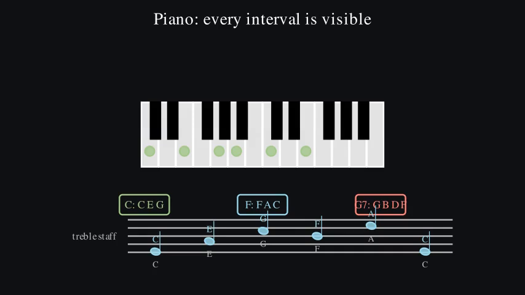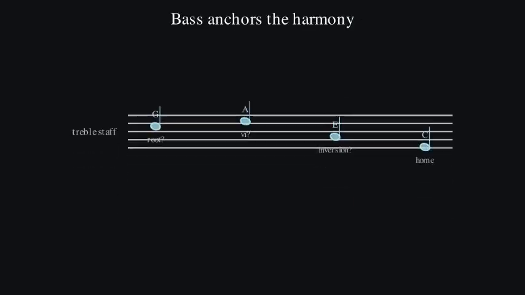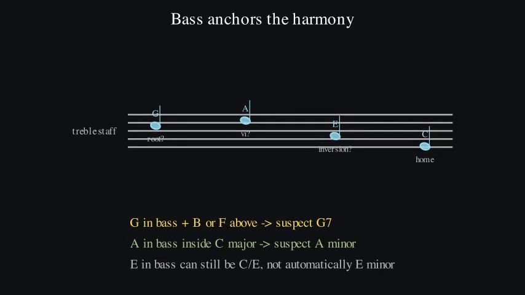Bass is the harmony's anchor. If the bass plays G while the rest of the band contains B or F, you should suspect a dominant chord. If the bass plays A and the key is C major, A minor is a strong candidate. Inversions matter. A C chord over E in the bass still belongs to C harmony, but it creates a different pull. Vocals are just as useful.